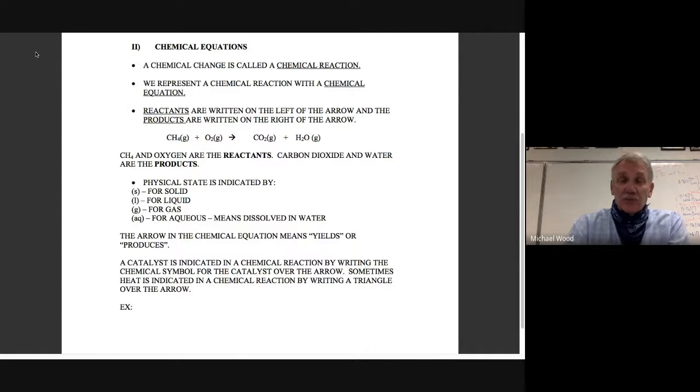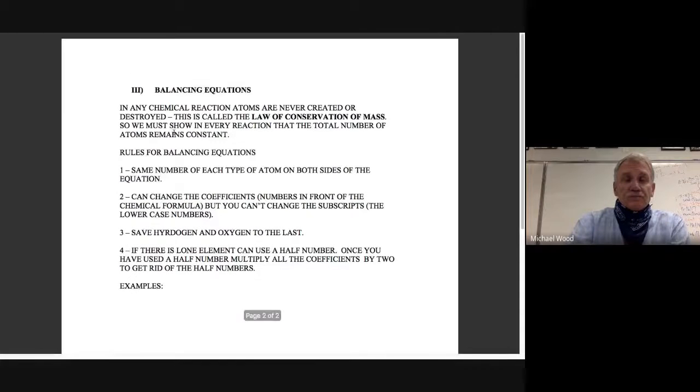And sometimes heat is usually written in the equation, but sometimes if you see a triangle over the arrow, that indicates heat. Okay, so just some of the basics of writing equations. But the number one thing, if you talk to anybody that's in AP Chem or has taken chemistry before, is balancing equations. And I want to do a number of these here today.